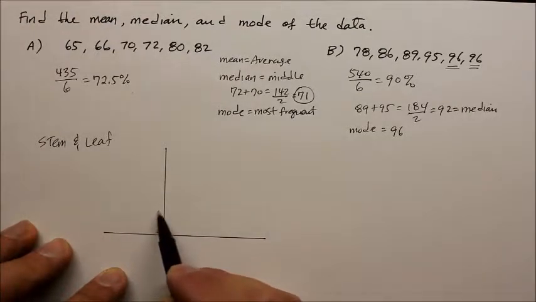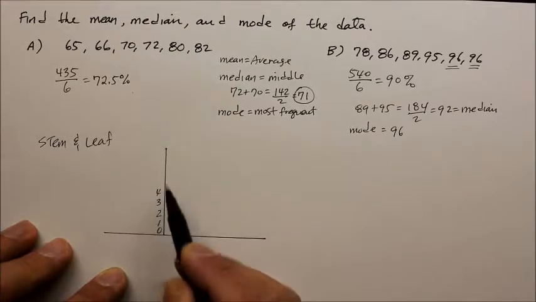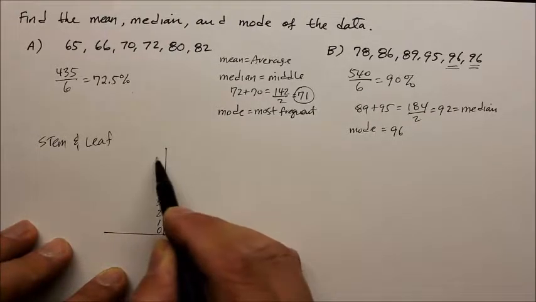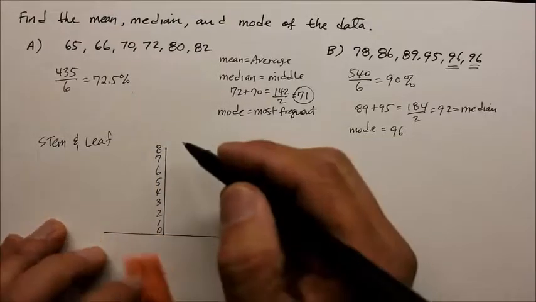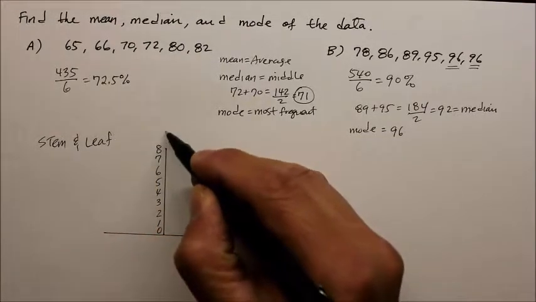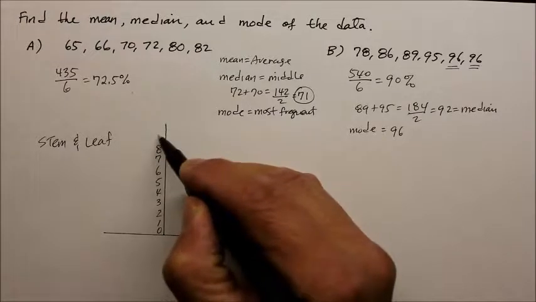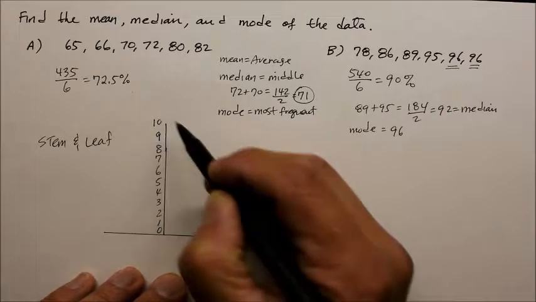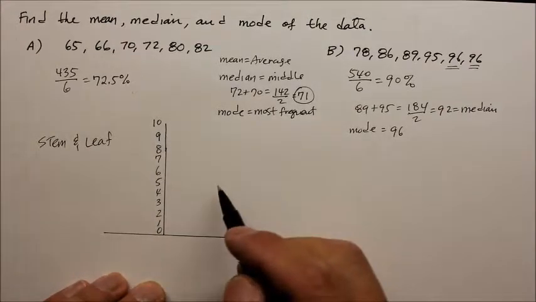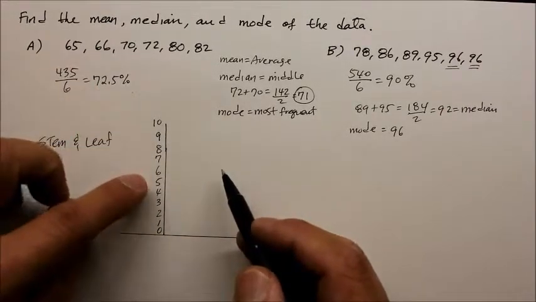0, 1, 2, 3, 4, 5, 6, 7, 8. I guess I should draw some more here. There we go. 9. Okay? And why not, put a 10. And so here's how we represent our data using the stem and leaf here.